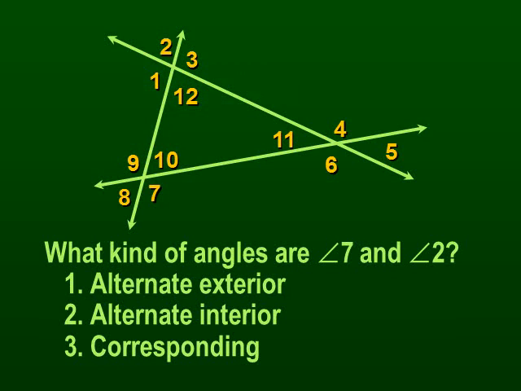Last but not least, let's look at 7 and 2. Go ahead and find them and give yourself a guess. And then pause and check your answer after you have it figured out. Okay, so if you said alternate exterior this time, you would be correct.